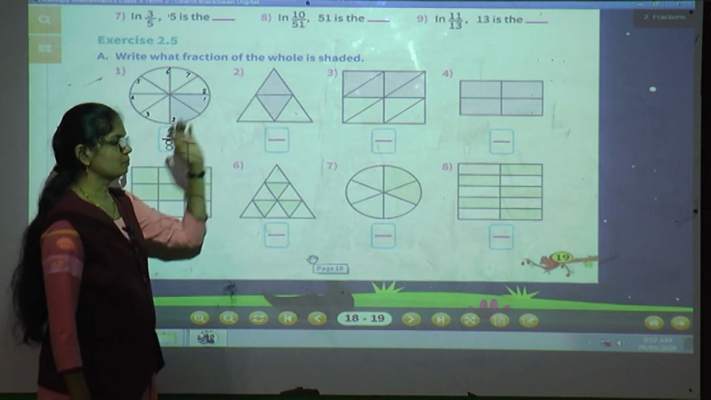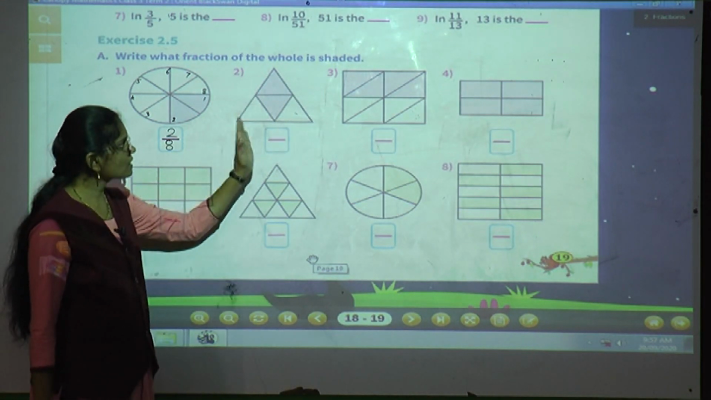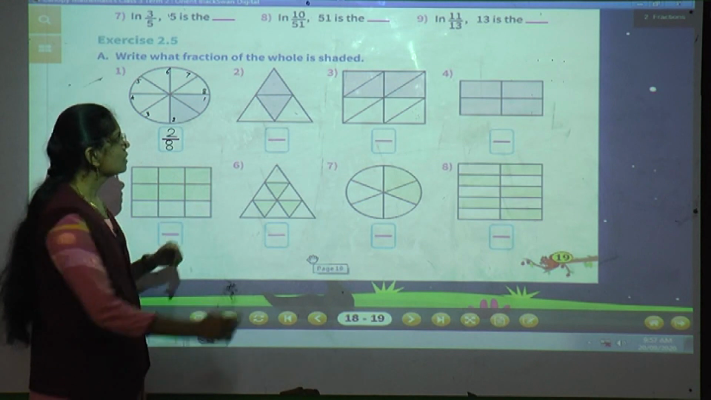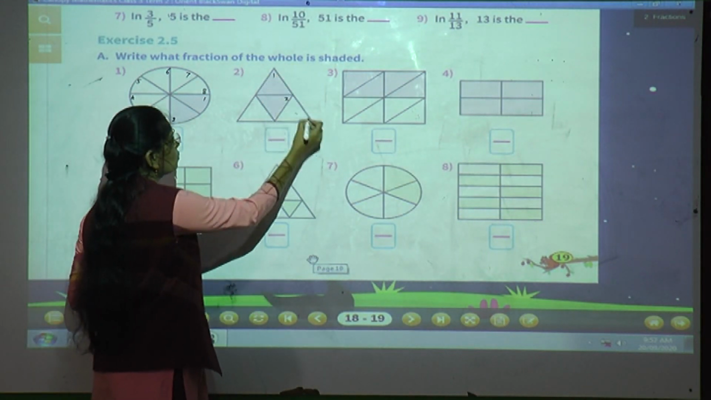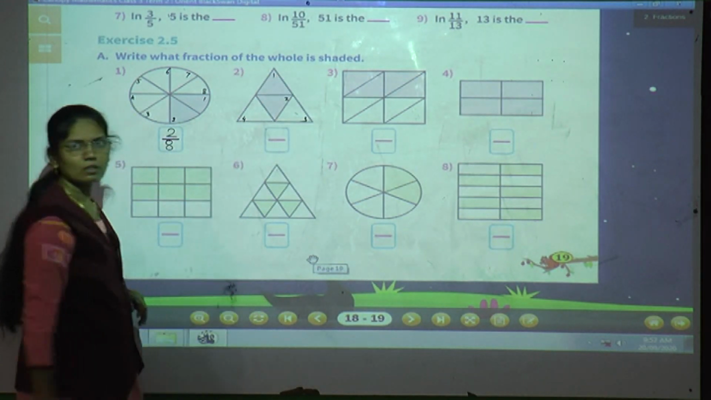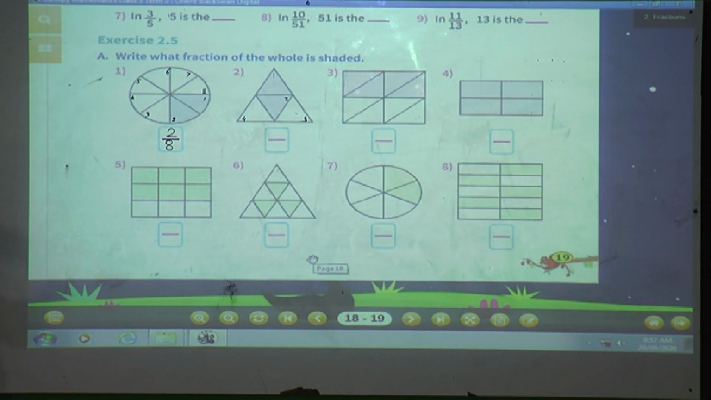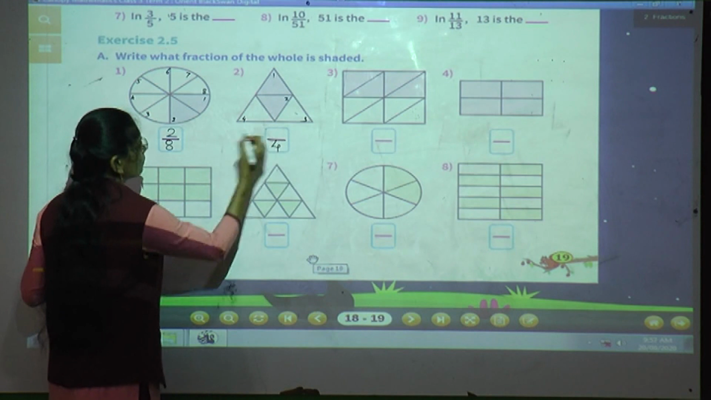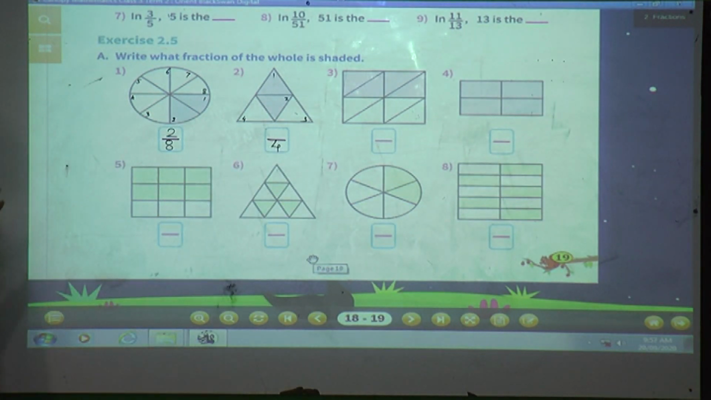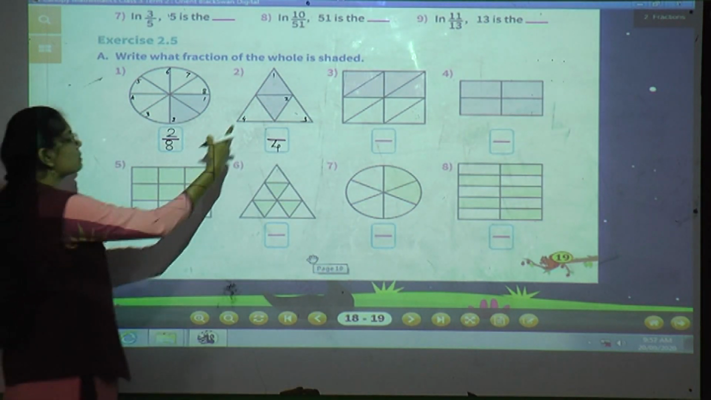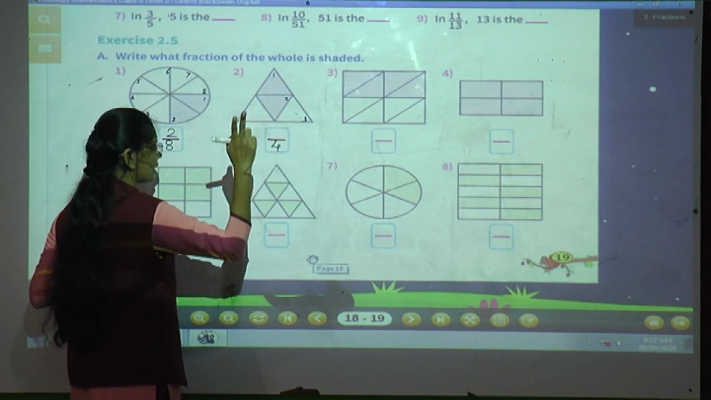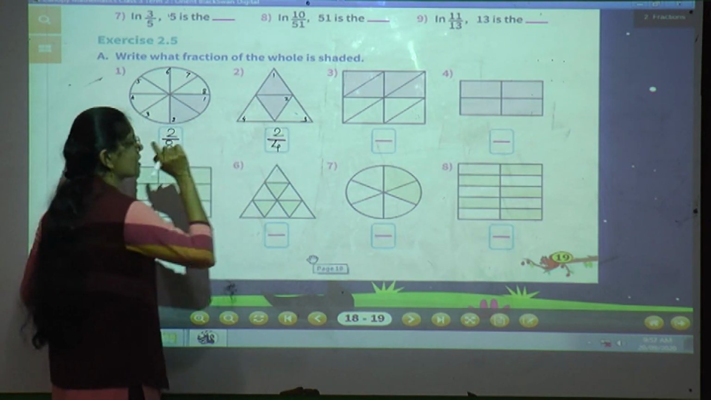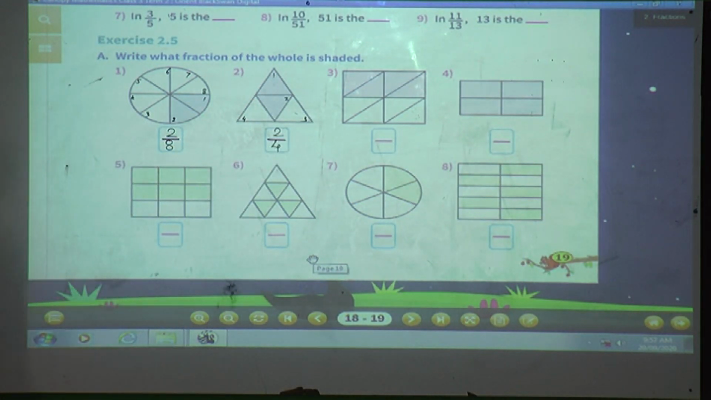See this triangle. This whole is divided into how many parts? Yes, 1, 2, 3, 4. This whole is divided into 4 equal parts. So here the denominator is 4. Now we'll count shaded parts only. Okay. How many shaded parts are there? 2 shaded parts are there. So numerator is 2. Okay. So what is the fraction? 2 by 4.